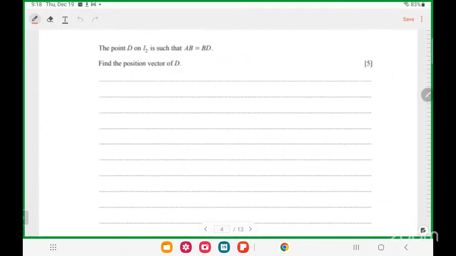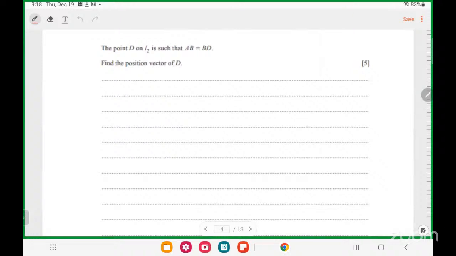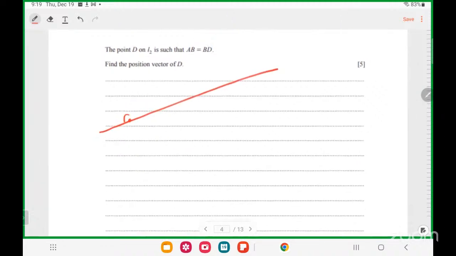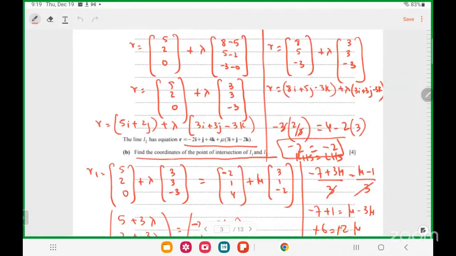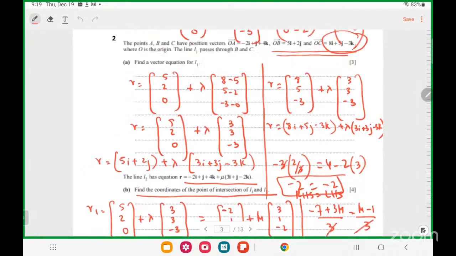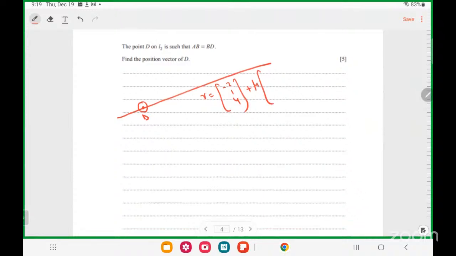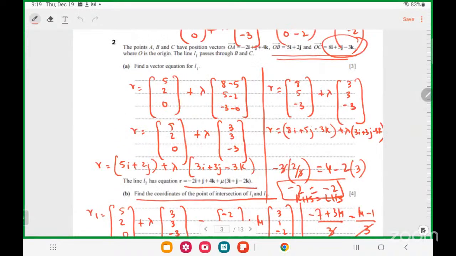The question then says that point D on L2 is such that AB is equals to BD. The point D, let's say this is point D on L2. L2 is (minus 2, 1, 4) plus mu times (3, 1, minus 2).